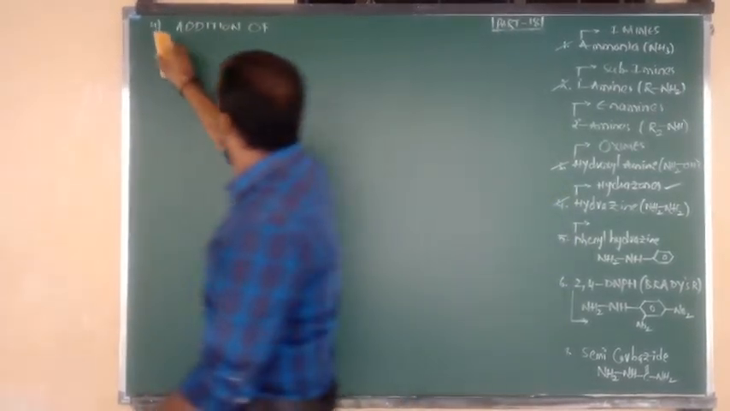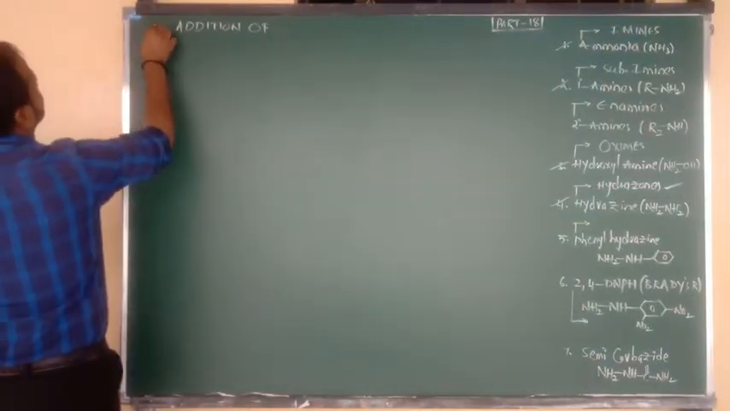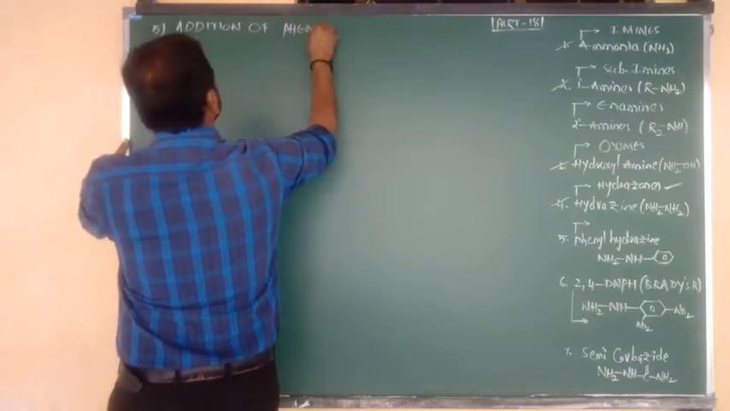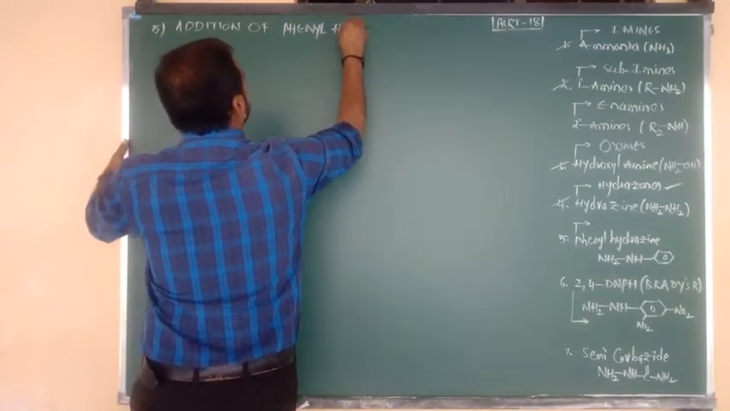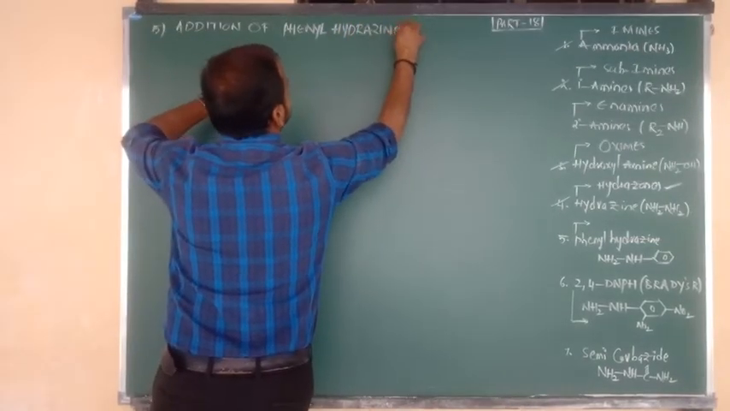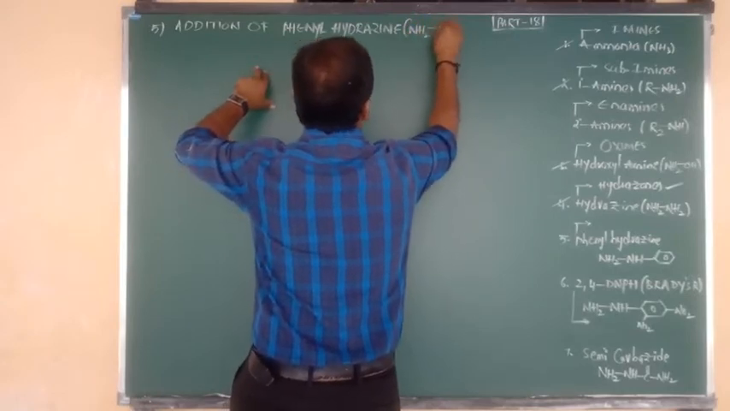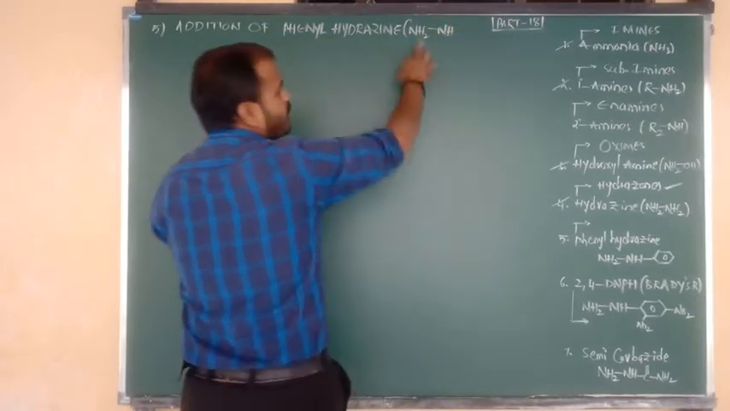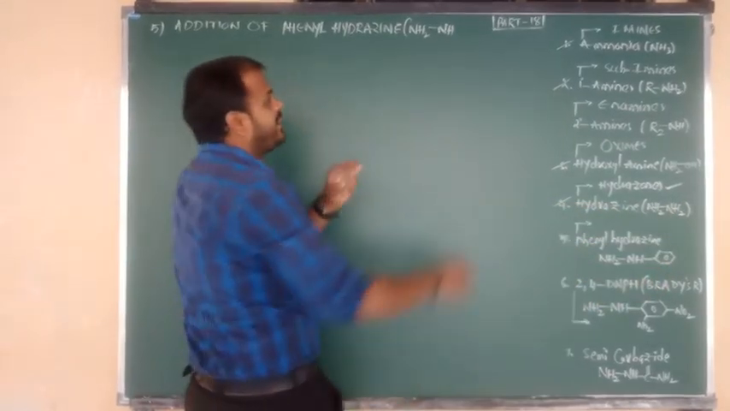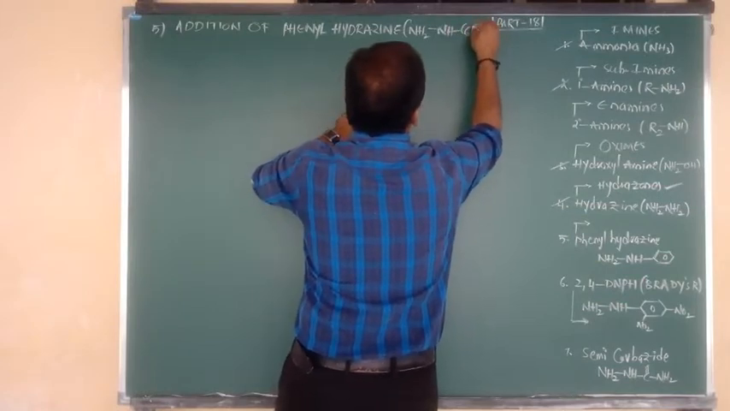Yes, better. Addition reaction number 5: addition of phenyl hydrazine. What is the formula of phenyl hydrazine? NH2 bond NH. Up to now it looks like the same thing, hydrazine, but one of the hydrogens is replaced by a phenyl ring. I mean benzene ring, formula C6H5.